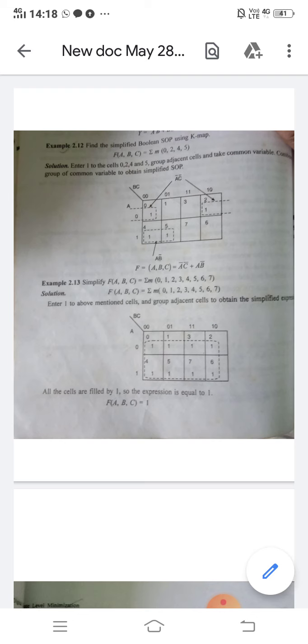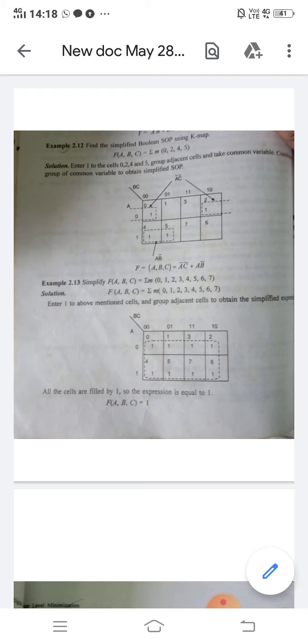Find the simplified Boolean SOP. SOP means sum of products. Using K-map, F(A,B,C) is equal to sigma m(0, 2, 4, 5). Okay, first check how many variables are given. In this numerical, A, B, C, 3 variables are given.